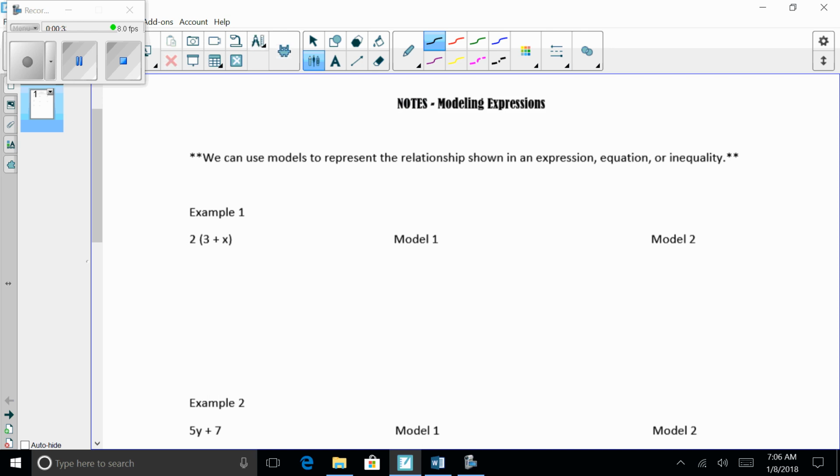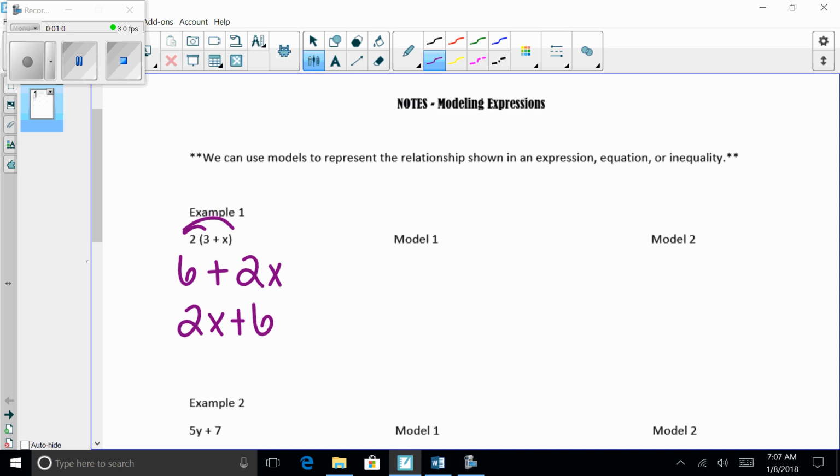So if we look at our first example, we have 2 times 3 plus x, so distributive property. So I'm going to go ahead and simplify this first by taking my 2 and multiplying it by both pieces. 2 times 3 is 6. I'm going to bring down my addition sign, and then 2 times x is 2x. So this would simplify if I switched it to 2x plus 6. So what I'm going to do, I'm going to show you how to do 2 different models that will get you the answer of 2x plus 6 when we simplify them.